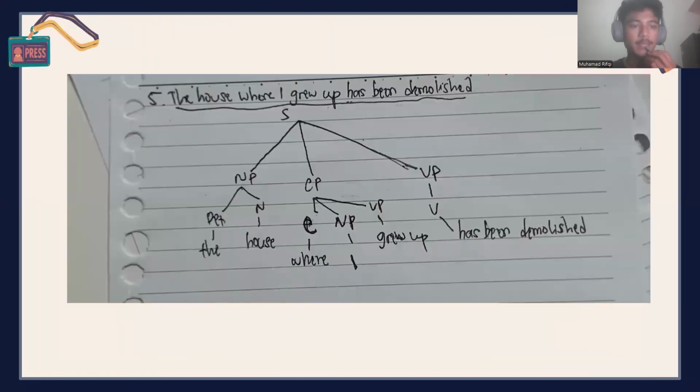The next is number 5. Jadi untuk soalan nomor 5 ini kita dibagi tiga, noun phrase, clause phrase, dan verb phrase. Noun phrase kita dibagi dua, yaitu determiner and noun. Determinernya itu adalah the, dan noun sebagai house, dan clause phrase yaitu clause-nya itu where. Dan noun phrase yaitu adalah I, dan verb phrase yaitu grew up. Dan untuk verb phrase itu ada verb has been demolished.